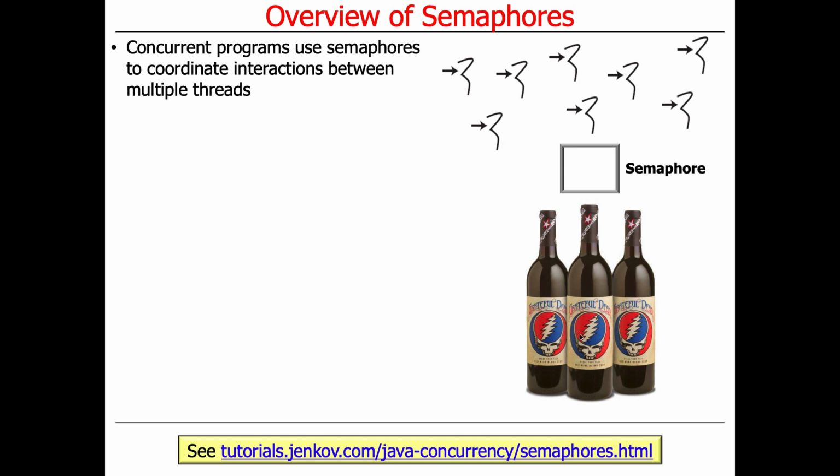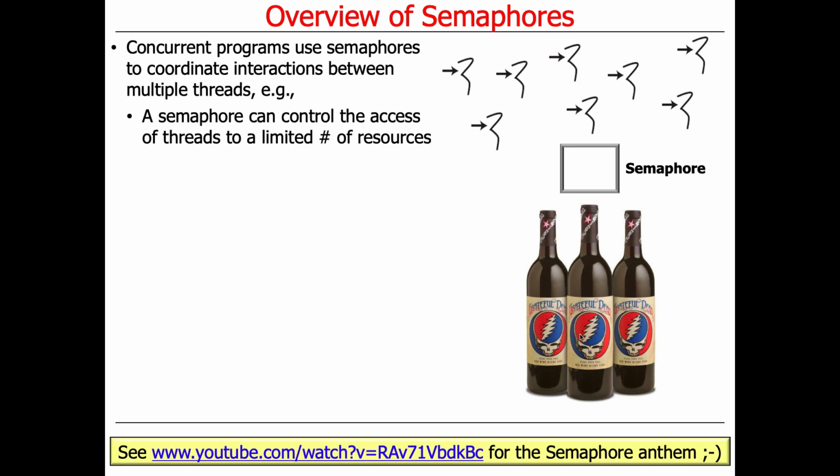So let's assume, for sake of argument, we've got a bunch of threads, and we've got a semaphore, and we've got some things we want to share, which in this case are bottles of Grateful Dead wine. And why this is even mildly funny is that the Grateful Dead have this song called We Can Share That. So in this case, we're going to share the Grateful Dead wine. So we can use the semaphore to control access to a limited number of resources. So let's say we have a lot of threads that would like to consume this wine. And you can watch the Grateful Dead song at this link. I'm not really a Grateful Dead fan, but it just worked out that it kind of made sense in this context.